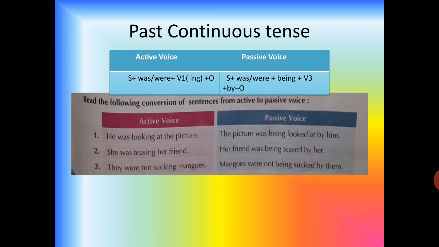He was looking at the picture, past continuous, so the picture will come forward. Now the picture is singular, so I will add was or were. Yes, was. The picture was. Now it is past continuous, so adding being is compulsory. Remember, whatever continuous it is, future continuous, past continuous, present continuous, the word being will be there. The picture was being. Now the third form of look, looked at by him, looked at comes, the complete word.